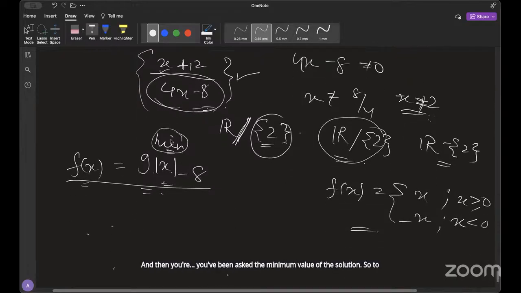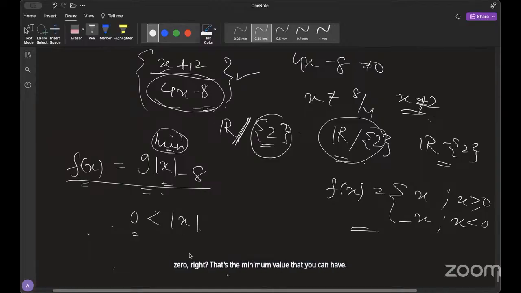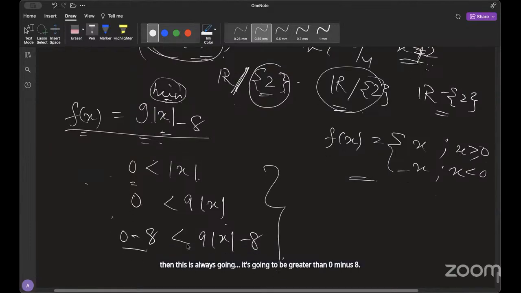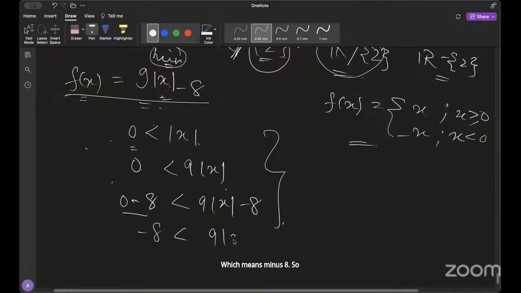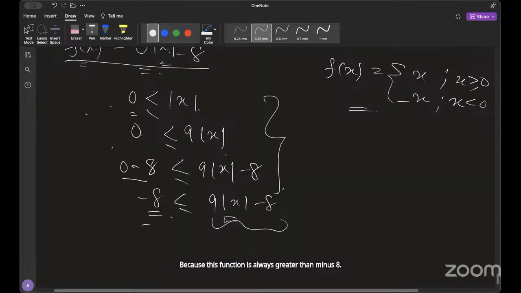To find the minimum value of this function, you know that the minimum value of the mod function is 0, right? That's the minimum value that you can have. So 9 mod x is always going to be greater than or equal to 0. And if you take 9 mod x minus 8, then it's always going to be greater than or equal to 0 minus 8, which means minus 8. So this is the minimum value that this function can have, because this function is always greater than or equal to minus 8.